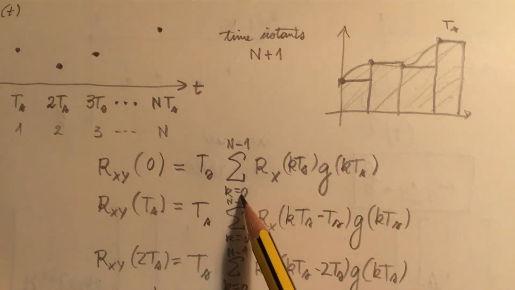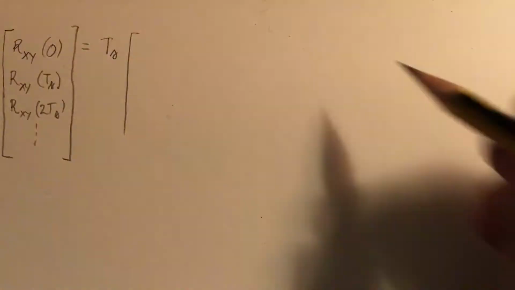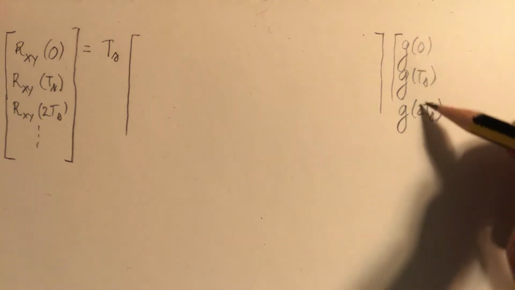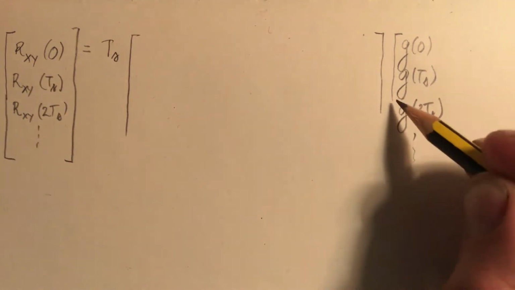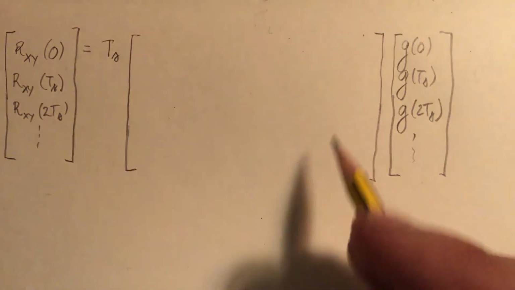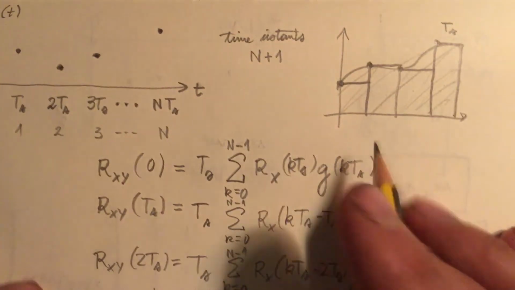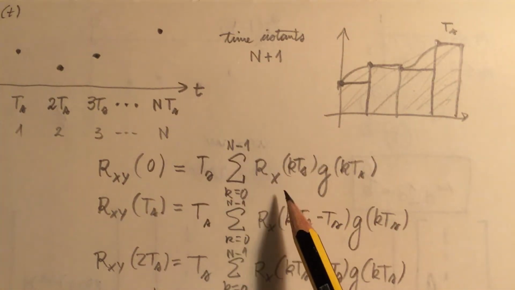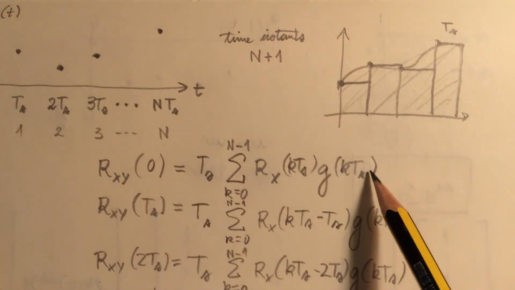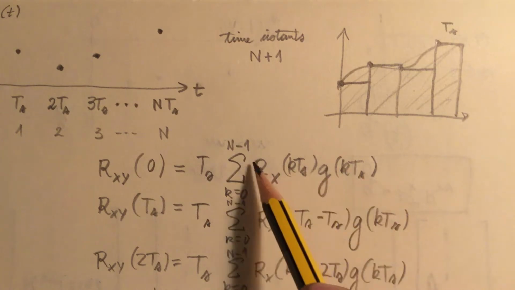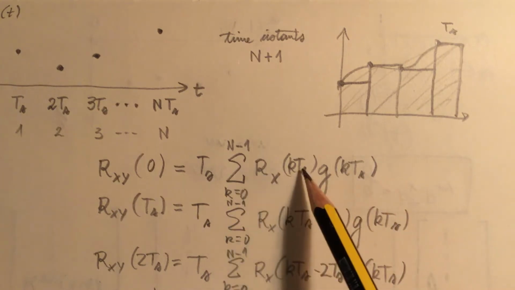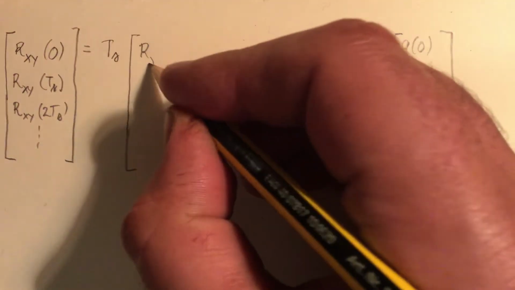The vector will have the values of the impulse response, which we want to determine. So, k goes from 0 to n minus 1. These are the same time values that we have here. As to this matrix here, it will collect the values of the autocorrelation of the input x. Here, in the first equation, g of 0 multiplies our x of 0. G of ts multiplies our x of ts, and so on and so forth.